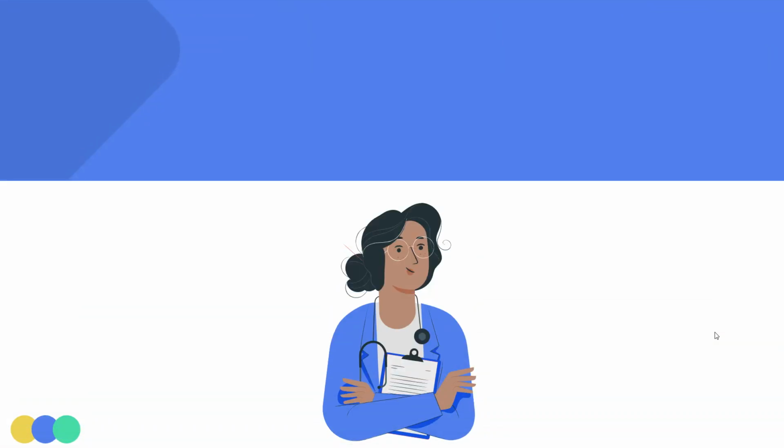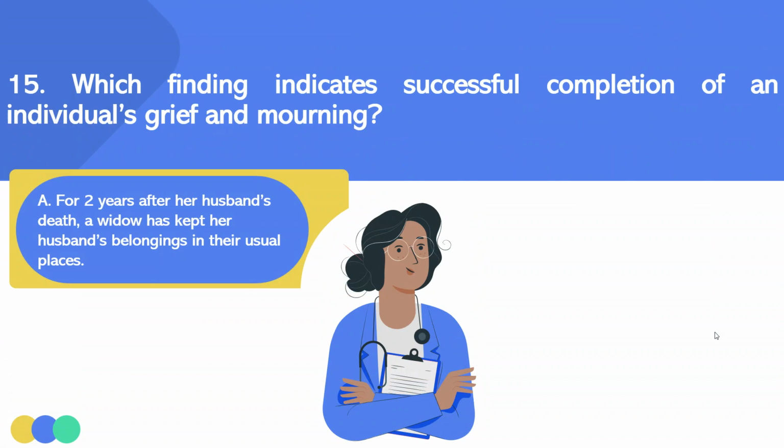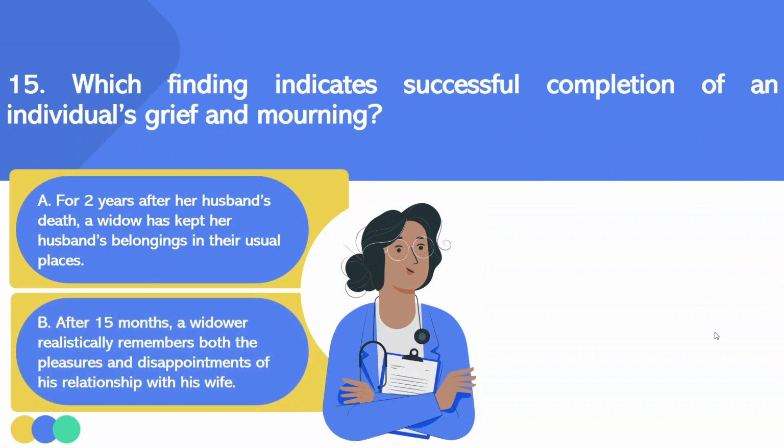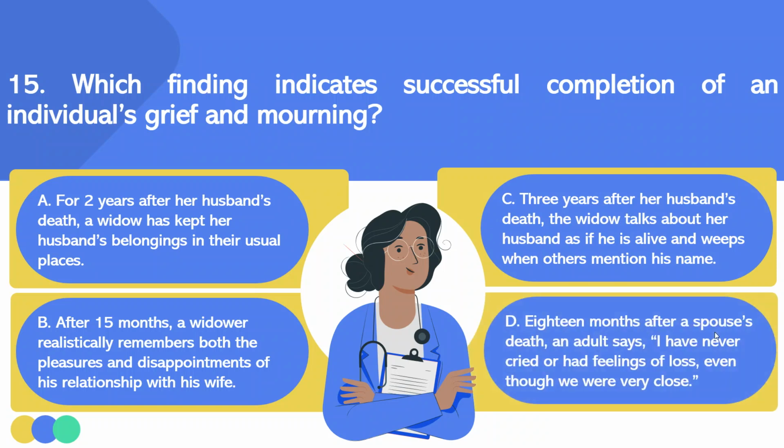Number 15. Which finding indicates successful completion of an individual's grief and mourning? A. For 2 years after her husband's death, a widow has kept her husband's belongings in their usual places. B. After 15 months, a widower realistically remembers both the pleasures and disappointments of his relationship with his wife. Letter C. 3 years after her husband's death, the widow talks about her husband as if he is alive and weeps when another mentions his name. Or letter D. 18 months after a spouse's death, an adult says, I have never cried or had feelings of loss, even though we were very close.